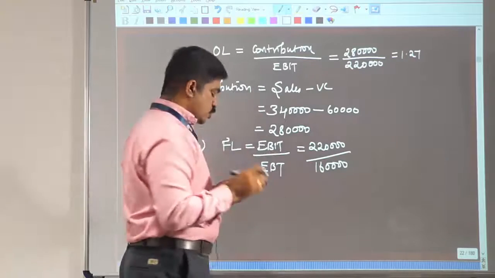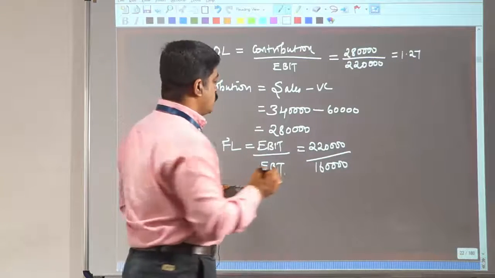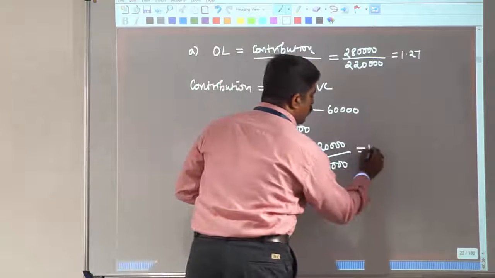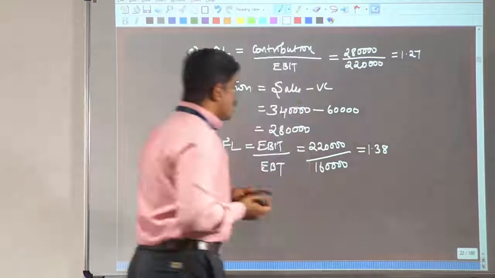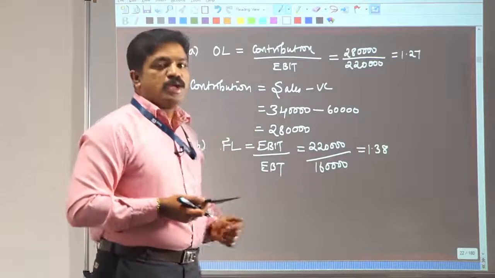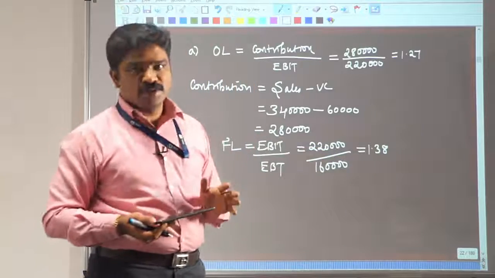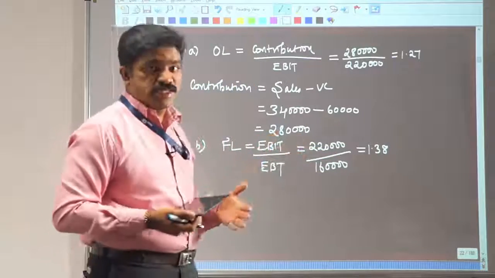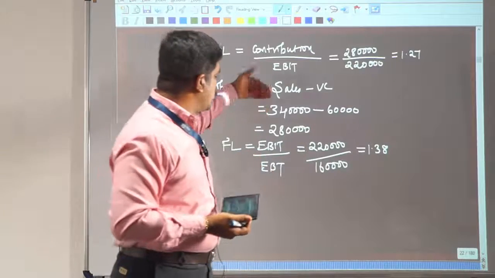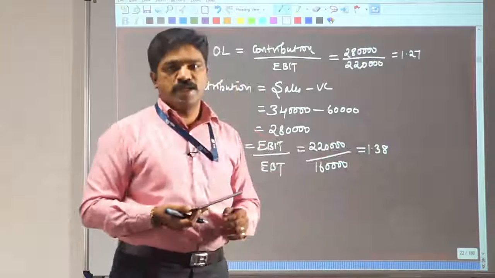So 2,20,000 divided by 1,60,000 will give you the value as 1.38. This means if your EBIT is going to increase by 1 time, your EBT will increase by 1.38 times, and vice versa. Vice versa in the sense, if your EBIT is going to decrease by 1 time, then your EBT will decrease by 1.38 times.